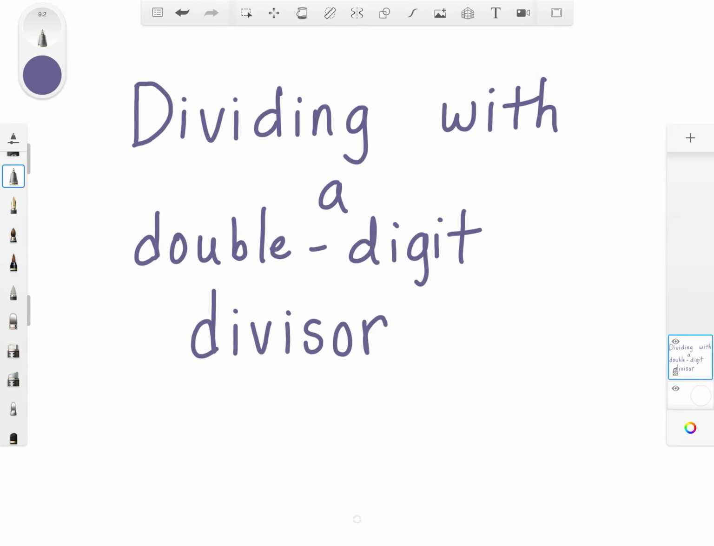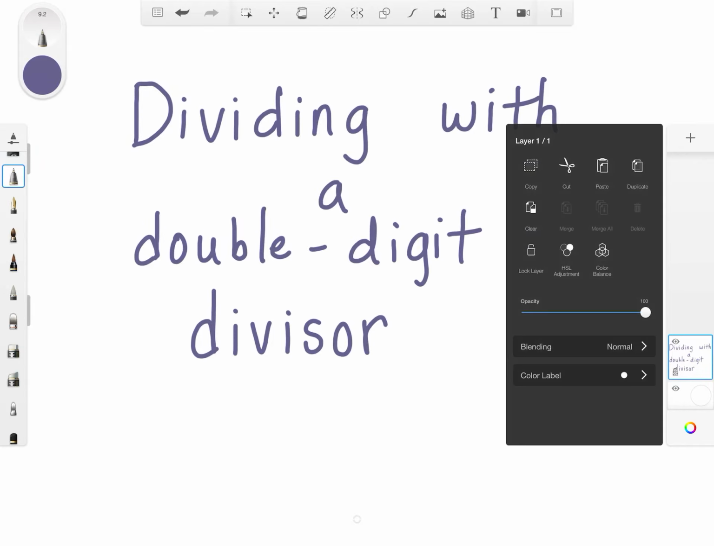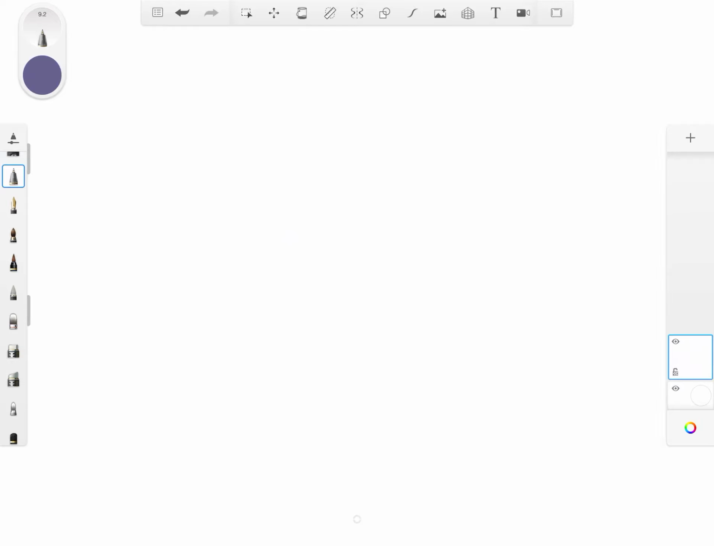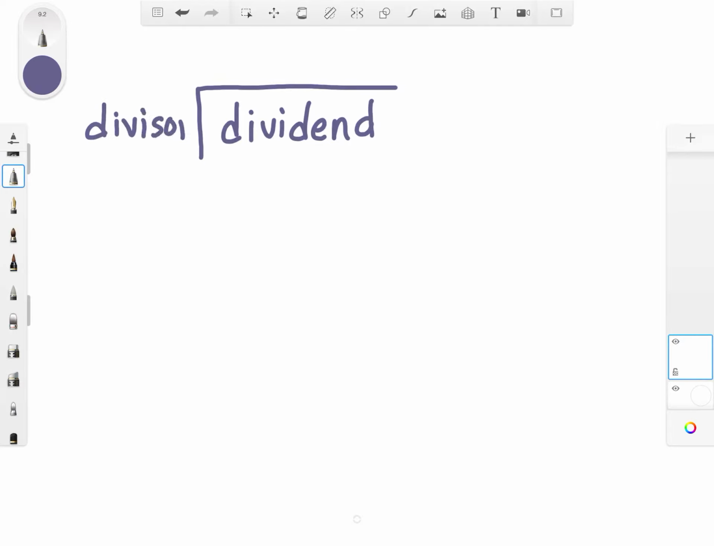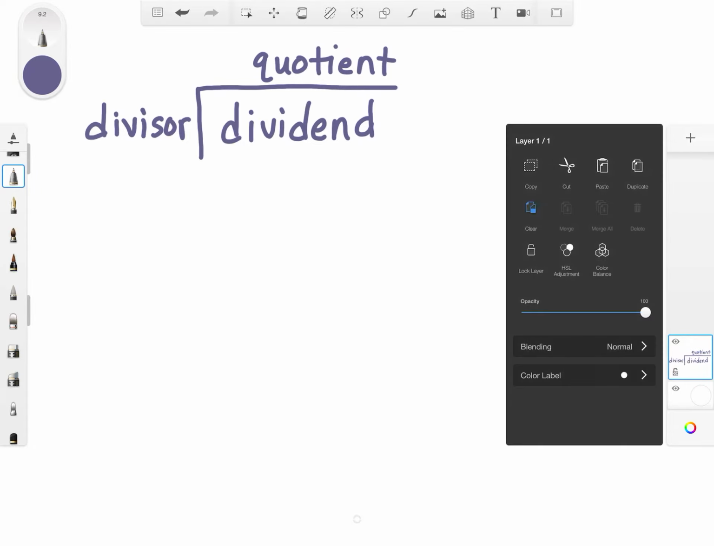Today we are going to learn to divide with a double-digit divisor. Okay, just a real quick reminder first of the terms. What's in the box right here is the dividend. The part right here is the divisor, and the answer is the quotient. So when you hear me use those terms, you'll remember what they are.